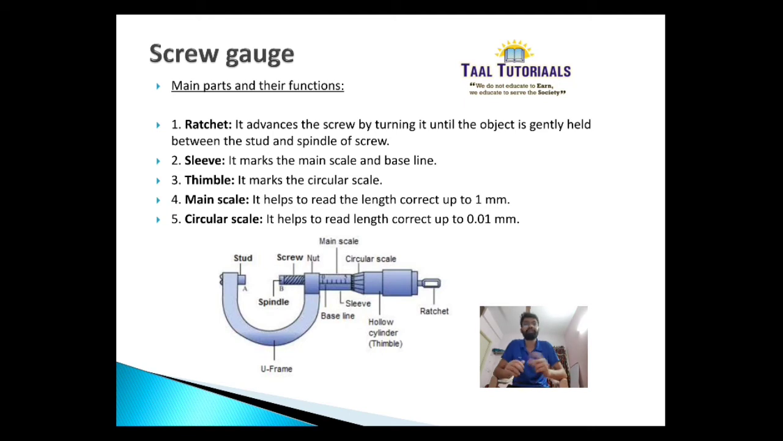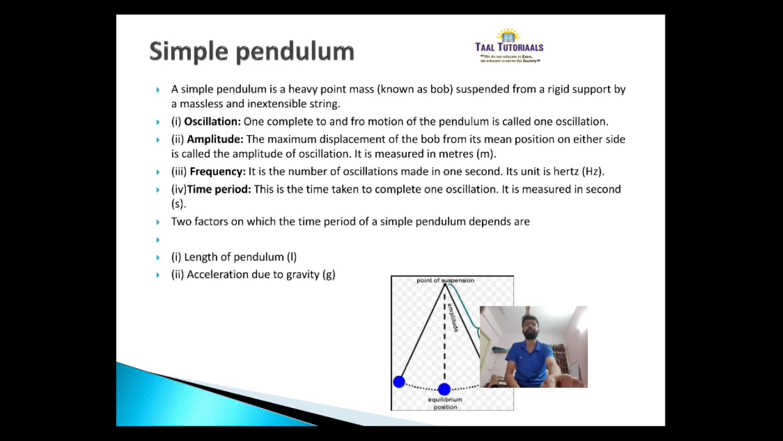Sleeve: it marks the main scale and baseline. Thimble: it marks the circular scale. Main scale helps to read the length correct up to 1 millimeter, because that is its least count, and then the circular scale can be measured. We can accurately measure up to 0.01 millimeter or 0.001 centimeter, because that is the least count of the circular scale. Now next, I think it's a very familiar topic, that is the simple pendulum.